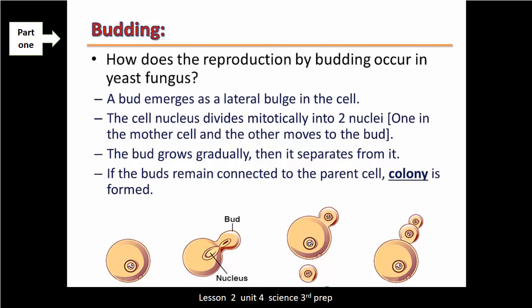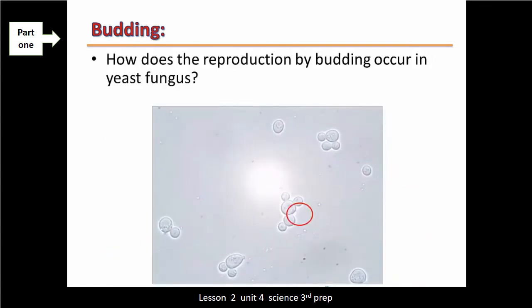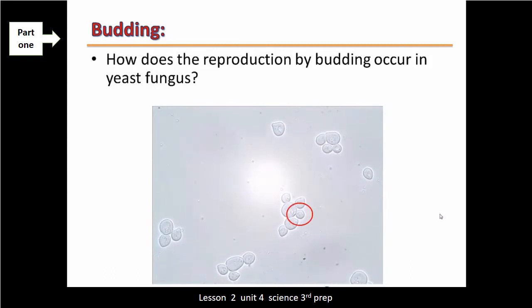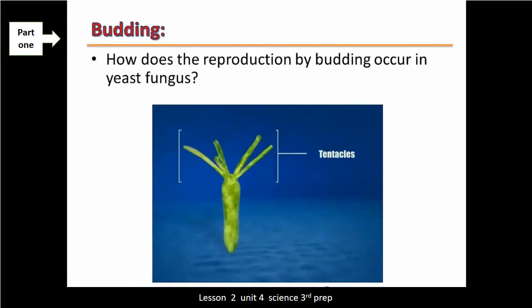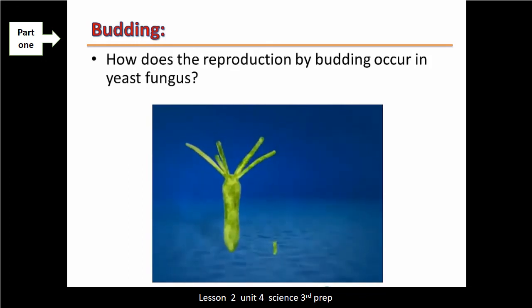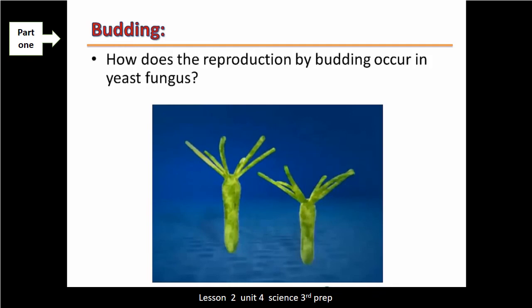If the buds remain connected to the parent cell, a colony is formed. But if the bud is separated, we have a new cell. As you can see, this is a real image for the formation of a bud from the yeast fungus to form a new yeast fungus cell. This occurred through about 4 hours. Also, this is the reproduction of hydra by budding. As you can see, we have a small bud which emerged from the hydra mother cell, which will grow to another hydra.